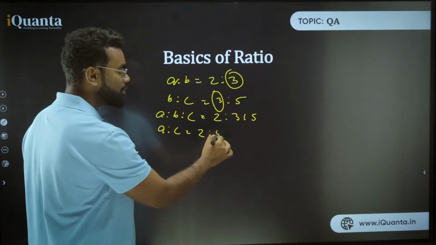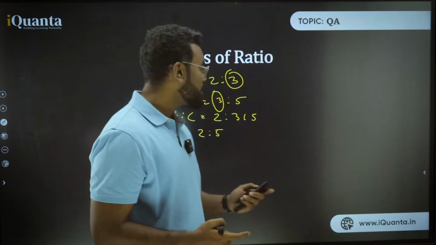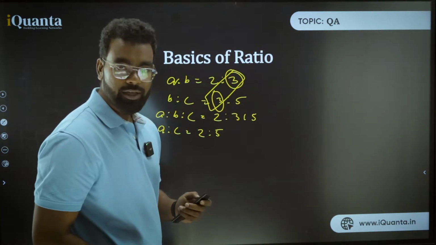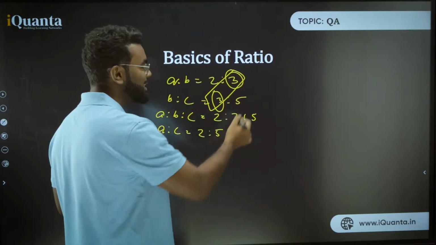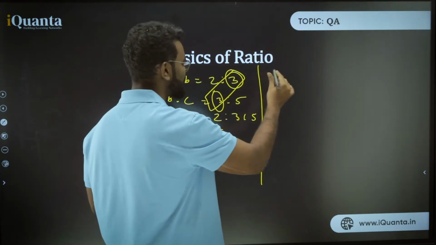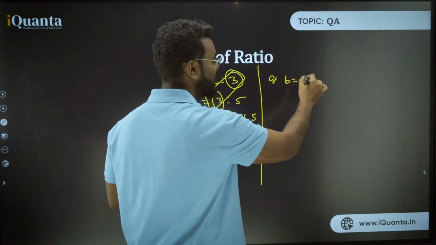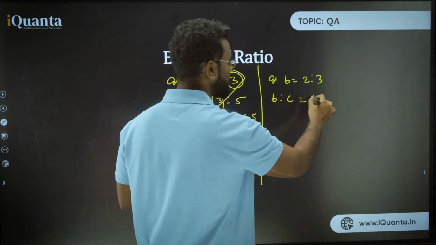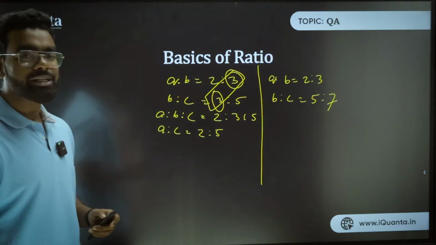Why is it very simple? Because we have one thing common here, that is the 3 portion, and if it is common, we can use it directly. Now think about when this portion is not the same, when it is different. Let's say A is to B is 2 is to 3, and B is to C is 5 is to 7. In this case, how do we find A is to B is to C?